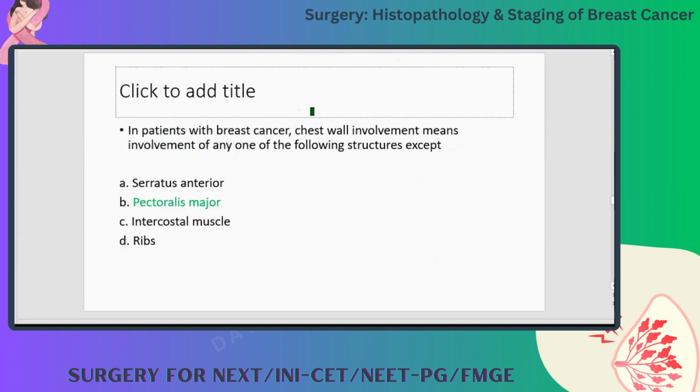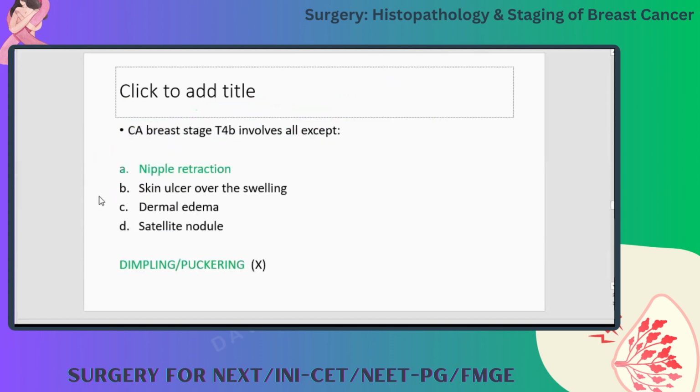In patients with breast cancer, chest wall involvement means involvement of any one of the following structures except. So what is the answer? The mnemonic, sir. Here also, see here. Cancer breast, stage T4B involves all except. Nipple retraction, we have not discussed. It is peau d'orange, ulceration, nodules and edema.